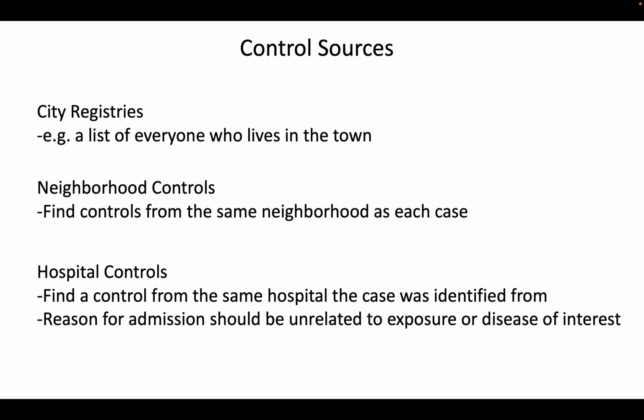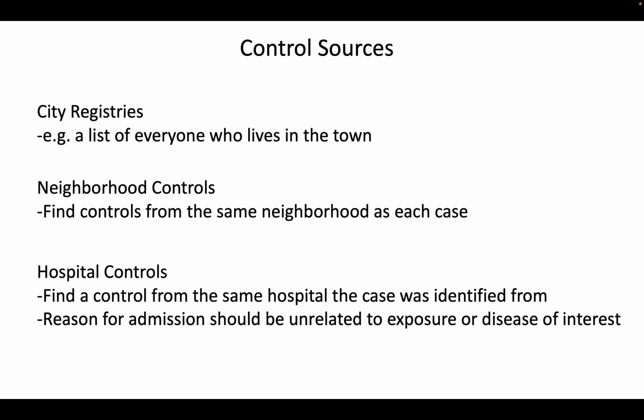Hospital controls is another good one, where if you find a control from the same hospital they were identified from, that can also kind of be matching on geography and so maybe socioeconomic status. If the socio-demographic structure is richer in some towns and poorer in others, you might be able to control for that. But similar to what I said before, you should make sure that admission for your controls is unrelated to exposure.